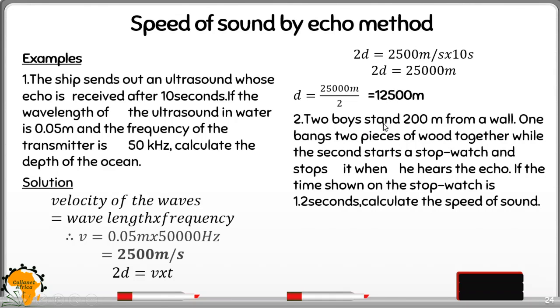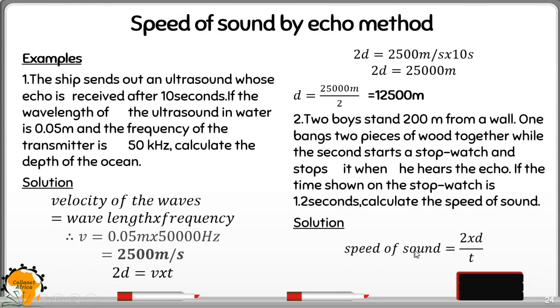Then another example. 2 boys stand 200 meters from a wall. One bangs 2 pieces of wood together while the second one starts a stopwatch and stops it when he hears the echo. If the time shown on the stopwatch is 1.2 seconds, calculate the speed of sound.